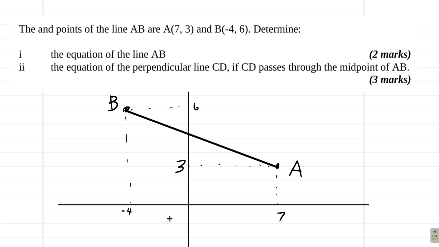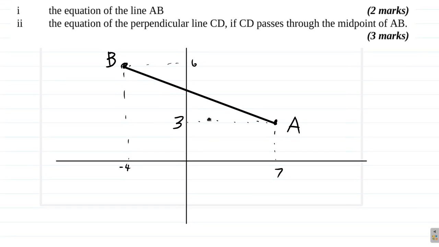We must determine the equation of the line AB. Now, this line has a certain slope. You can see that the gradient will be negative, because as you move to the right, you're going downhill. If you were moving uphill from left to right, it would be a positive gradient, but this would be a negative gradient. But what is it?